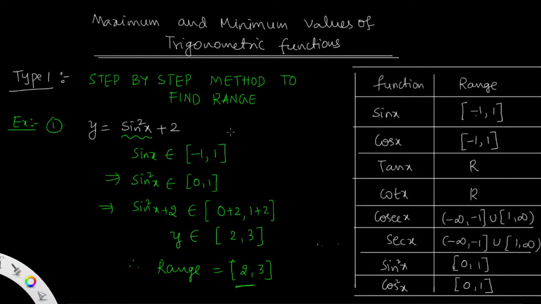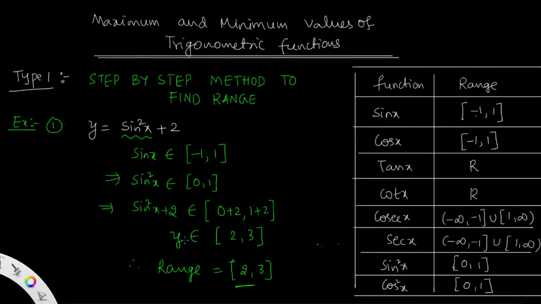For convenience, first let us take the value as sin x. Sin square x takes only positive values, while sin x lies in minus 1 comma 1, with 0 in between. Sin square x accepts only positive values, that is 0 to 1. But the function is plus 2, so adding 2 to the minimum and maximum values, you get the answer as 2 comma 3.